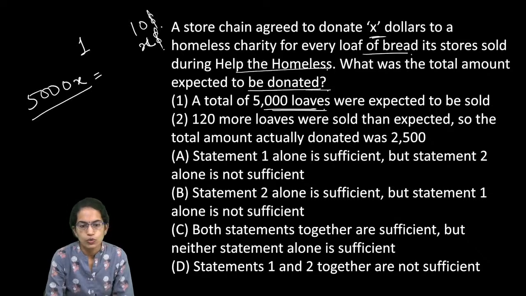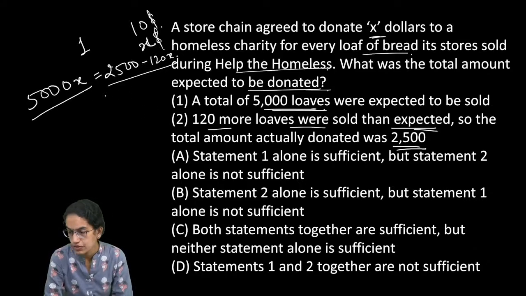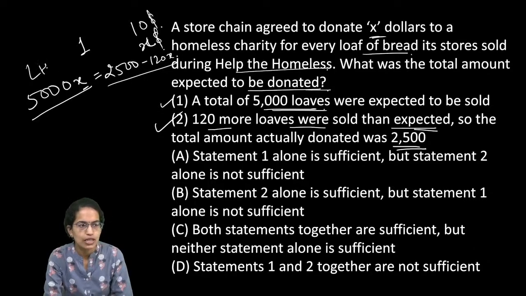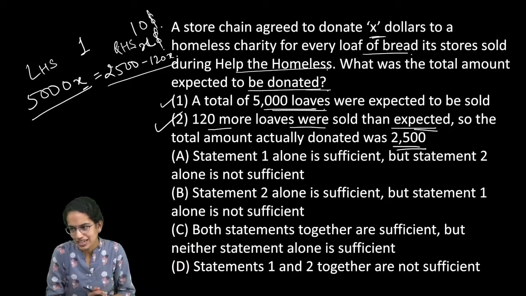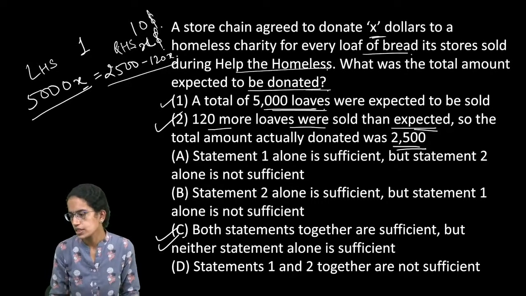Now, this would equal the actual amount which is donated, which is 2500, minus 120 more loaves were sold than expected. So, I would say 2500 minus 120x. Now, I have an equation here, but I can solve this equation for the value of x only if I take both the statements into consideration. With the first statement, I have only the left hand side. With the second statement, I have the right hand side. I need both the left hand side and the right hand side in order to solve this problem. And therefore, both the statements are required and neither alone is sufficient to solve this problem.